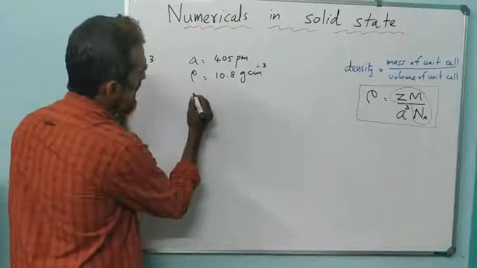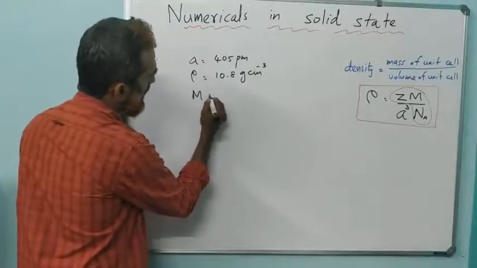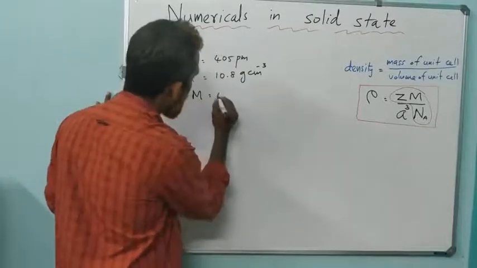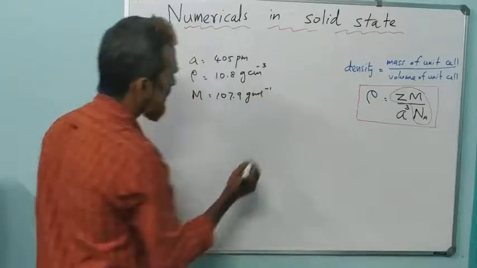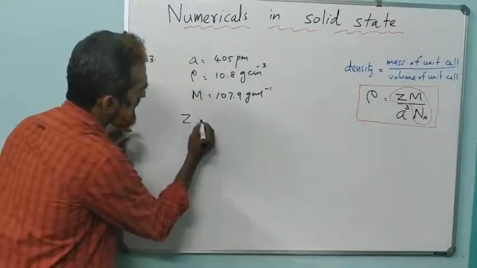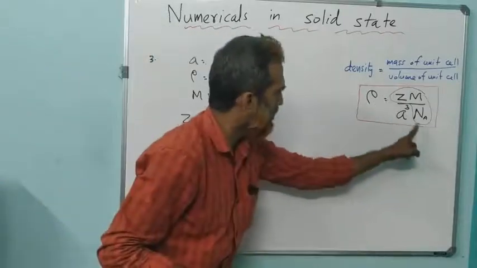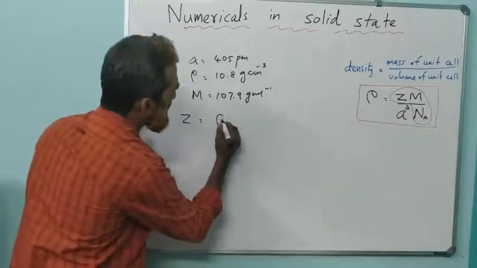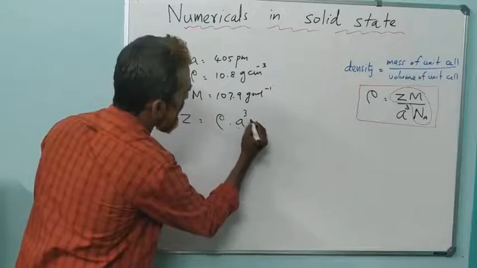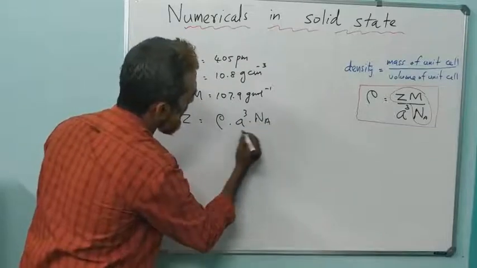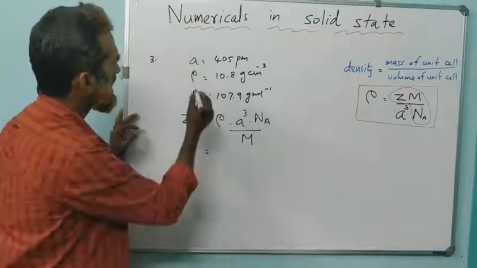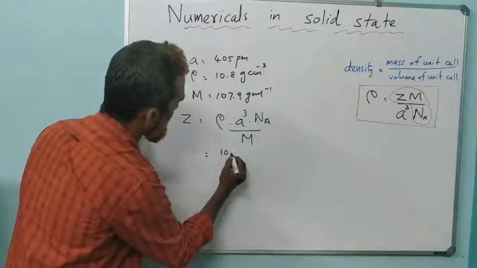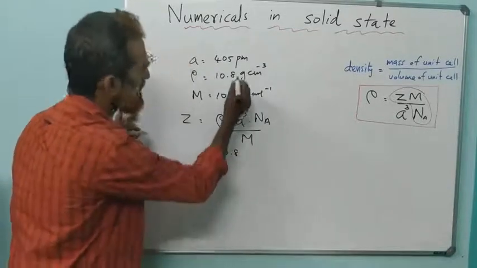What are the things given? What else is given? Atomic mass of silver is also given, or the molar mass, 107.9 gram per mole. Okay, so you have to get Z. Z is equal to density into A cube into Na divided by molar mass. Density is given, 10.8 gram per centimeter cube.